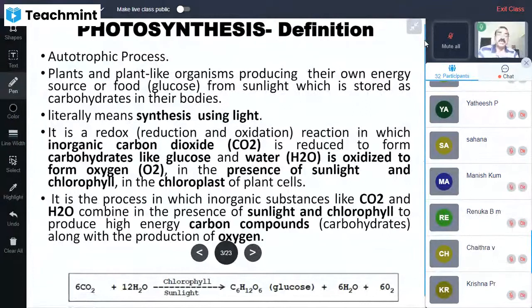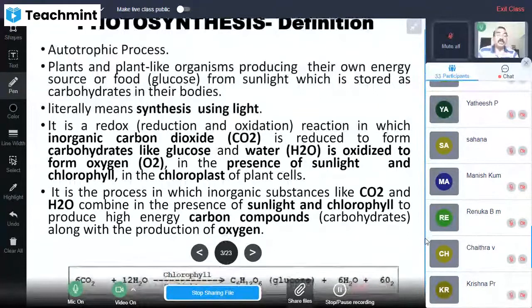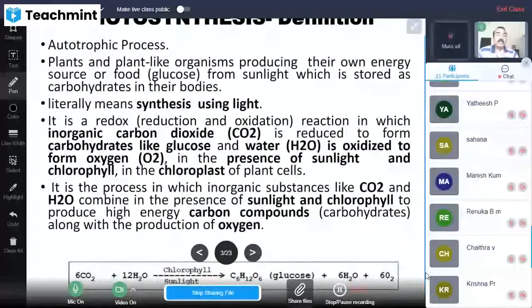And the other definition is, it is the process in which inorganic substances like carbon dioxide and water combine in the presence of sunlight and chlorophyll to produce high energy carbon compounds, that is carbohydrates, along with the production of oxygen. So carbon dioxide and water combine in the presence of sunlight and chlorophyll to produce carbohydrates, that is glucose, and oxygen. So this is the definition of photosynthesis, and here I have given the overall chemical equation for photosynthesis.